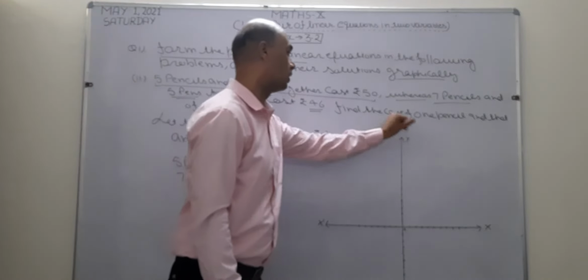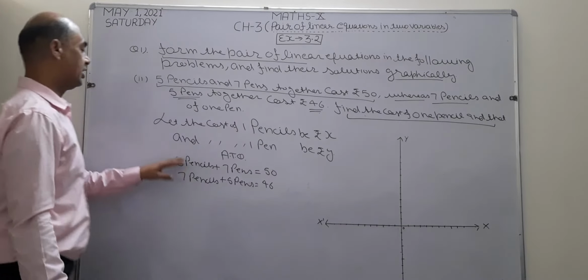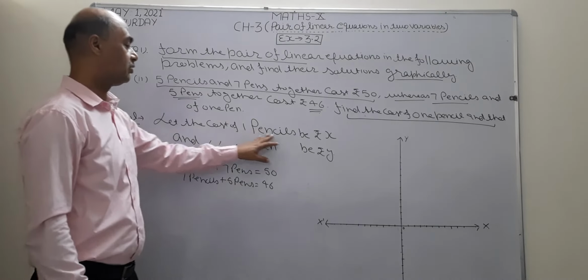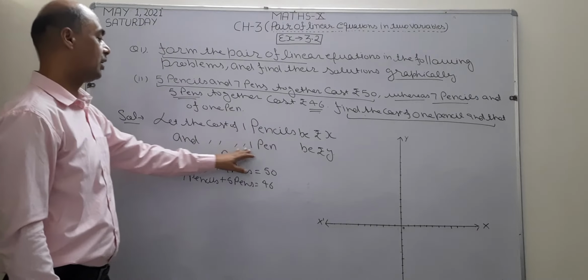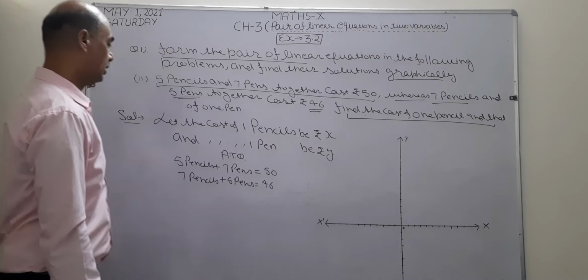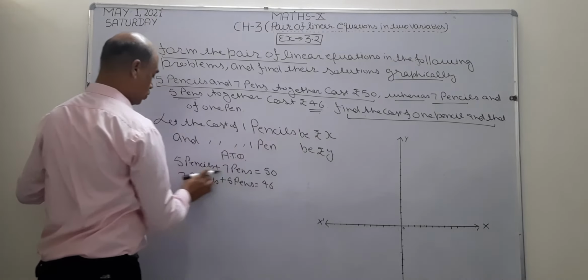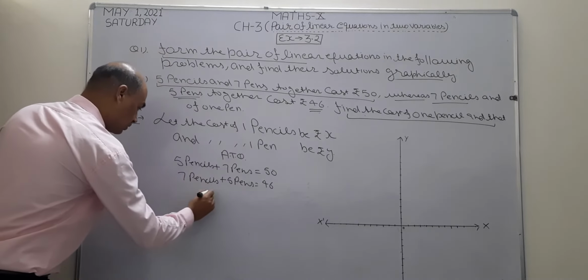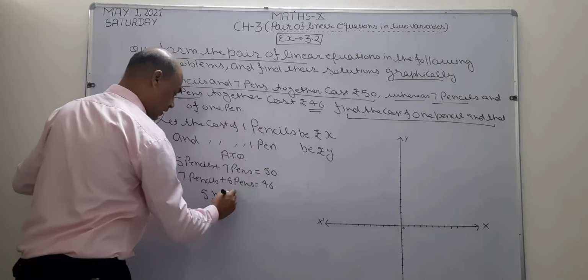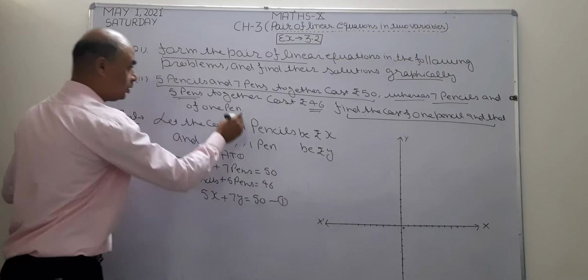Now we have to represent this algebraically. After that, we have to draw its graph. Graphically, we have to find the cost of each pen and each pencil. Now I am going to solve it. Let the cost of one pencil be rupees x and the cost of one pen be rupees y. Now according to the question, if the cost of one pencil is x rupees, then the cost of 5 pencils is 5x. If the cost of one pen is y rupees, then the cost of 7 pens is 7 into y, 7y. Total cost is given as 50. This is the first equation of your question.